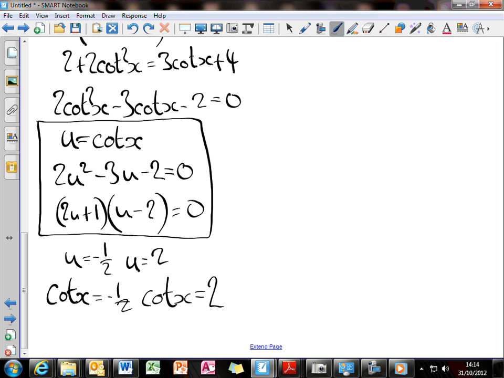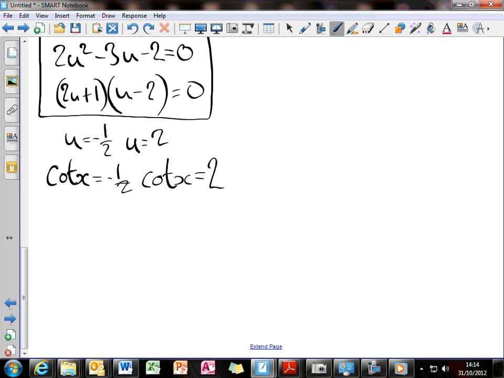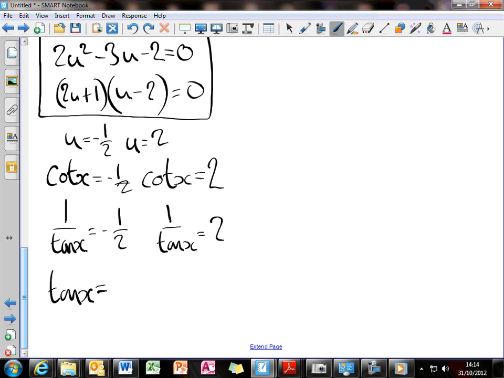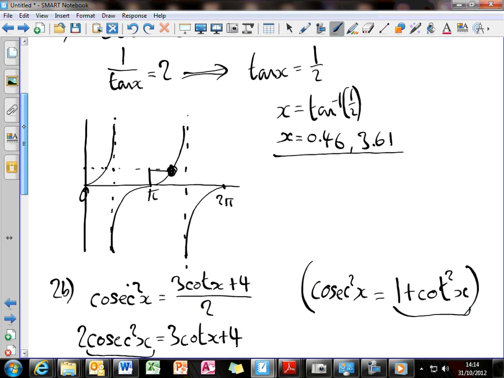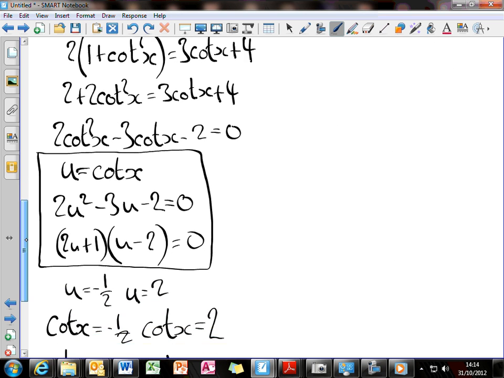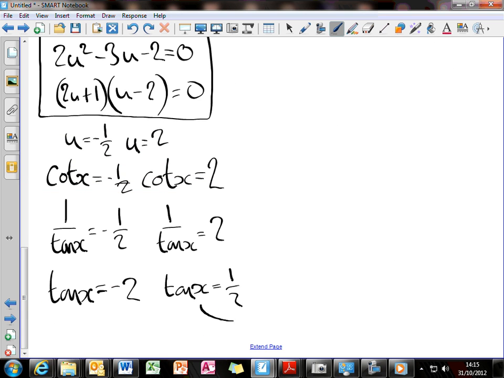So we've got to remember, right back to the very first question, that cotangent x is actually 1 over tan. So 1 over tan x equals minus a half, and 1 over tan x equals 2. So tan x equals minus 2, and tan x equals a half. I'm going to rearrange those. And we've already solved when tan x equals a half. We've got 0.46 and 3.61. So those are the two solutions for this that come from there.